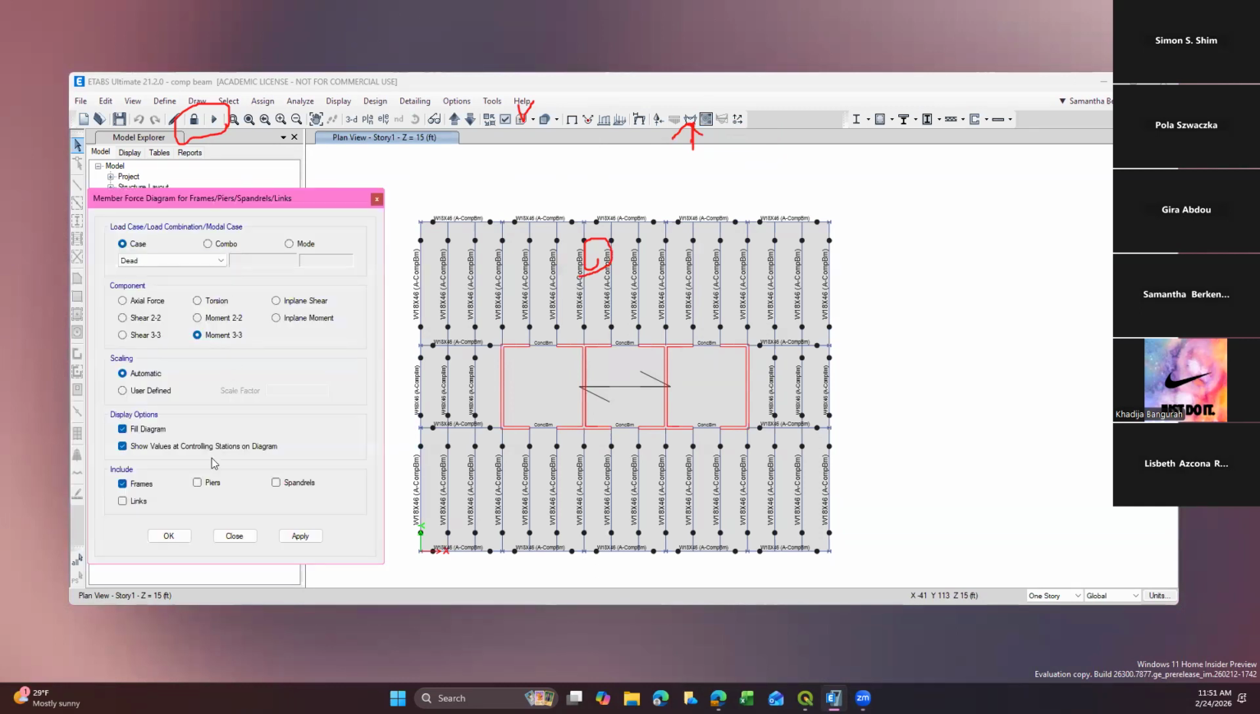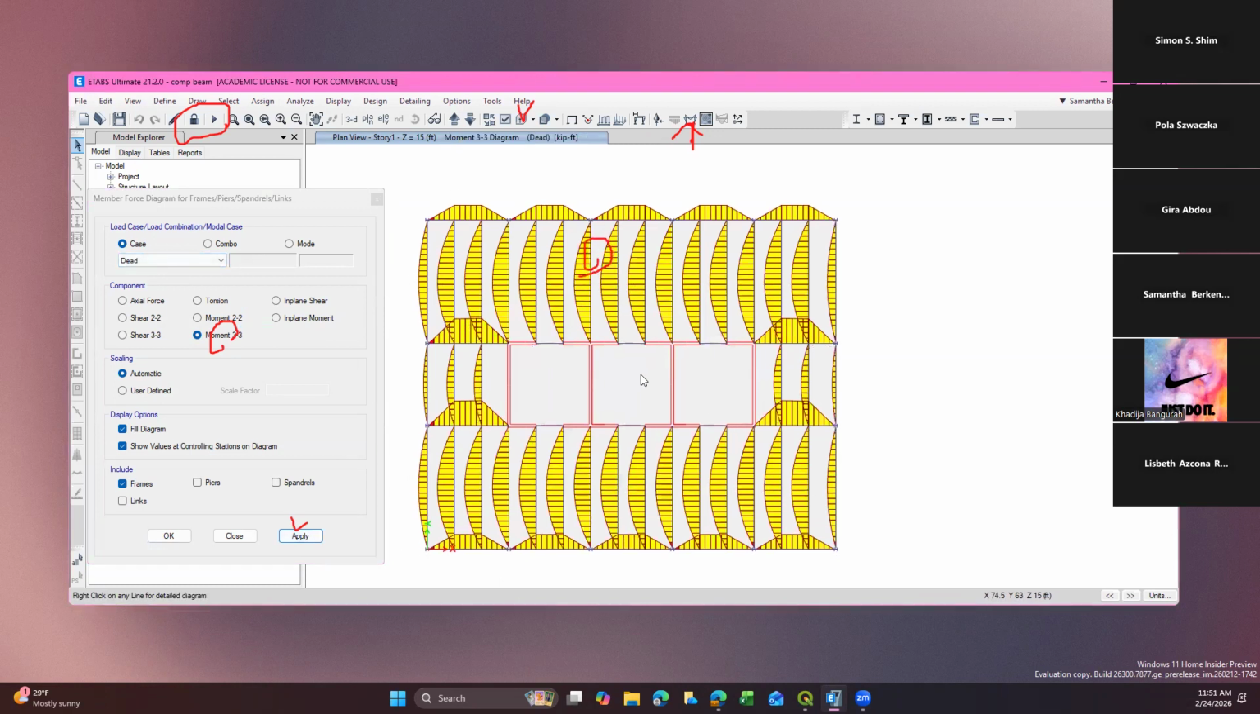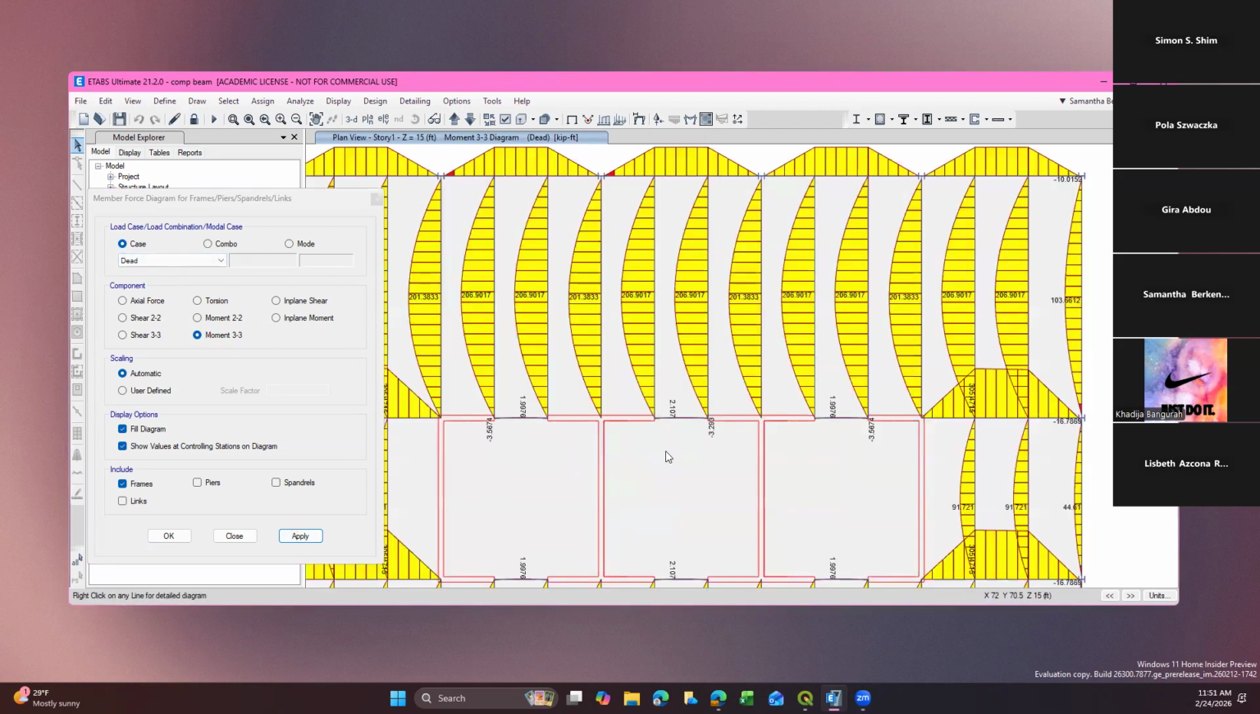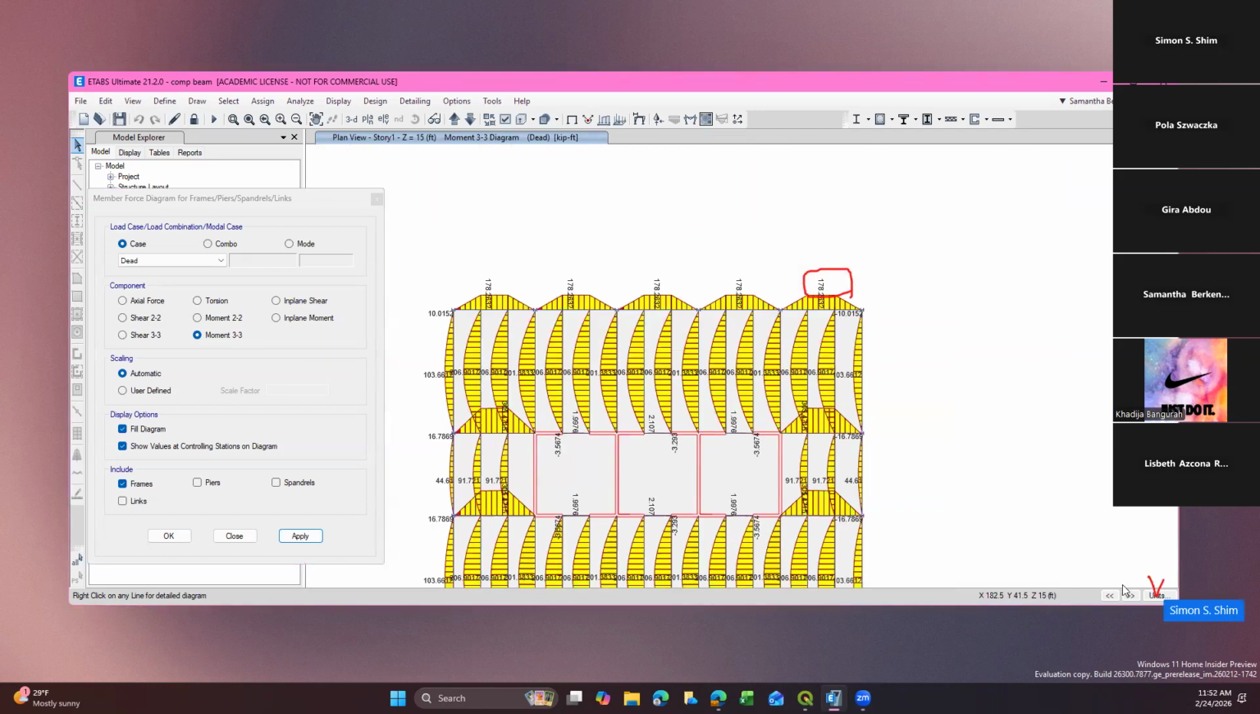Click it. Yeah, and then any load case is okay. Let's check the moment diagram and say apply. So you're gonna check the moment diagram, right? We even practice hand calculation. Yeah, too many decimal points. Oh, 4 decimal points. You can just go and reduce the decimals.